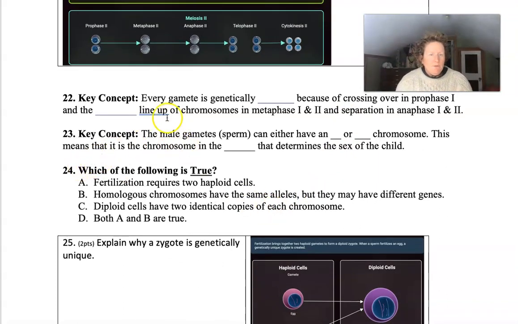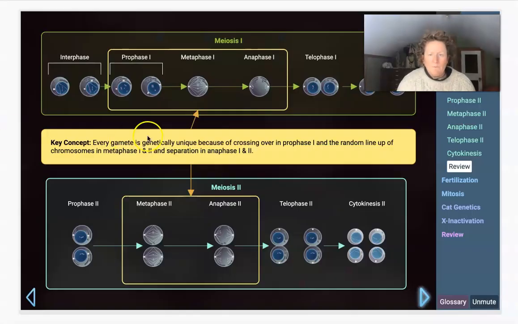I believe we went over these. Each gamete is genetically unique because of crossing over in prophase and the random lineup of chromosomes in metaphase 1 and 2. The male gametes can either have an X or a Y chromosome. This means that the chromosome in the male determines the sex of the child, and we're going to see that here in one moment.